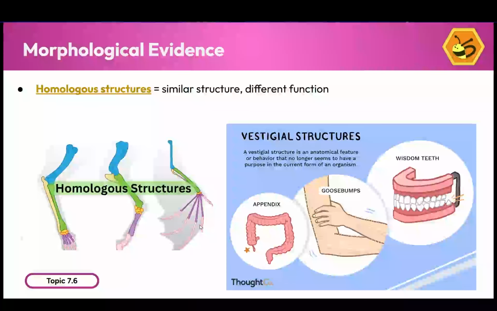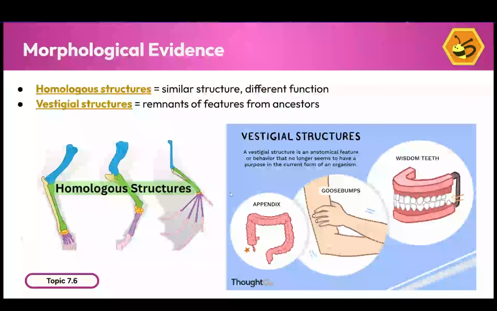And so these are back to the gold stuff. Homologous structures refer to similar structures within organisms that have different functions, while vestigial structures are just remnants of features from ancestors. Examples of those in us are our tailbones and our appendix. And I actually had no idea about this.